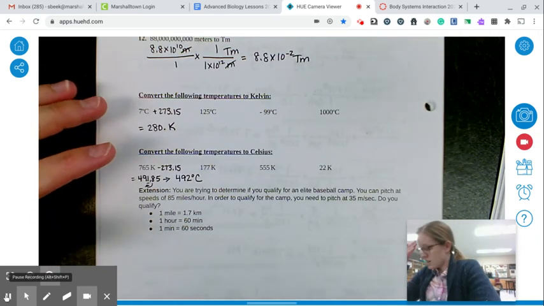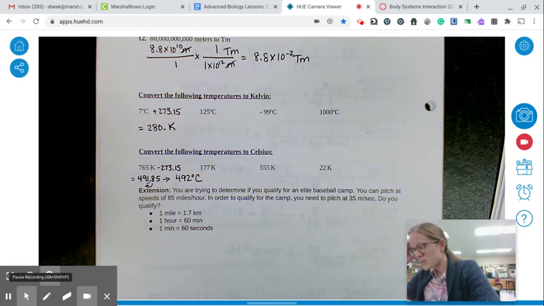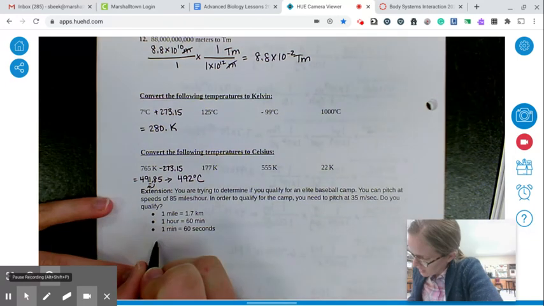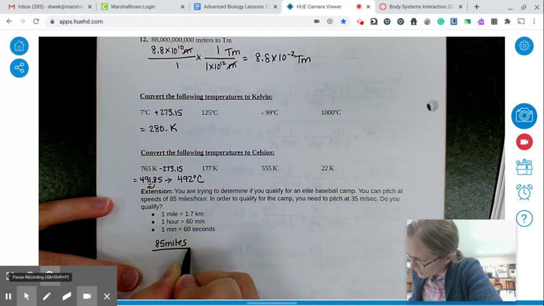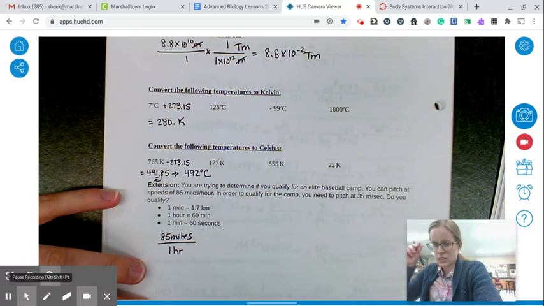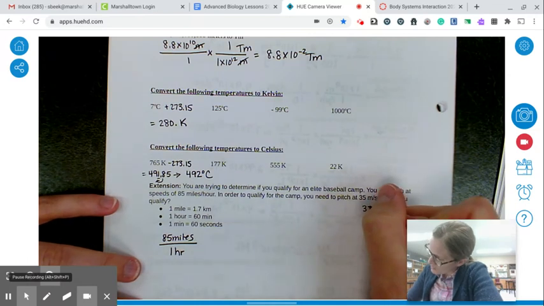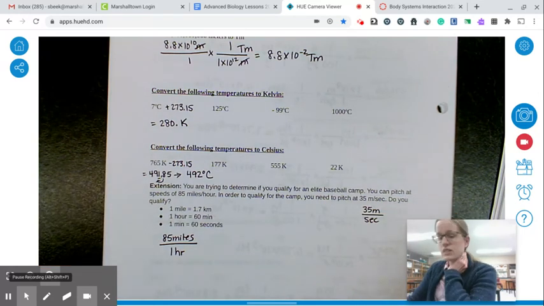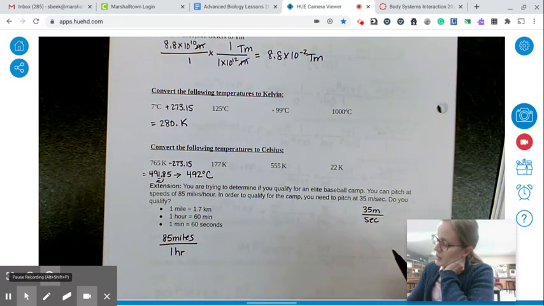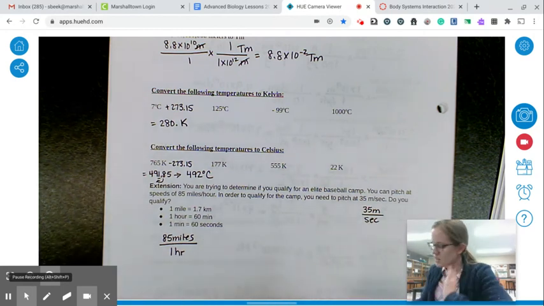All right, this one, we are trying to determine if we qualify for an elite baseball camp. You can pitch at speeds of 85 miles per hour. In order to qualify for the camp, you have to pitch at 35 meters per second. All right, so this one was complicated. We have to get miles to meters, and we have to get hours to seconds. That's an easier one. Why don't we do that first?